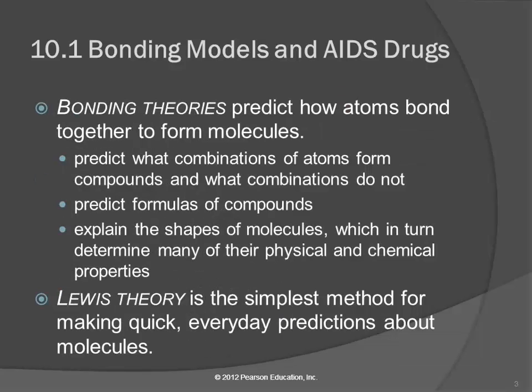So bonding theories help us to predict how atoms bond together to form molecules. They'll help us to predict what combinations form compounds, which combinations don't. They help us predict formulas, and they explain shapes. And the shapes of molecules have a great deal to do with their physical and chemical properties. And so it's that shape of that indinavir that is very important for shutting down the protease.